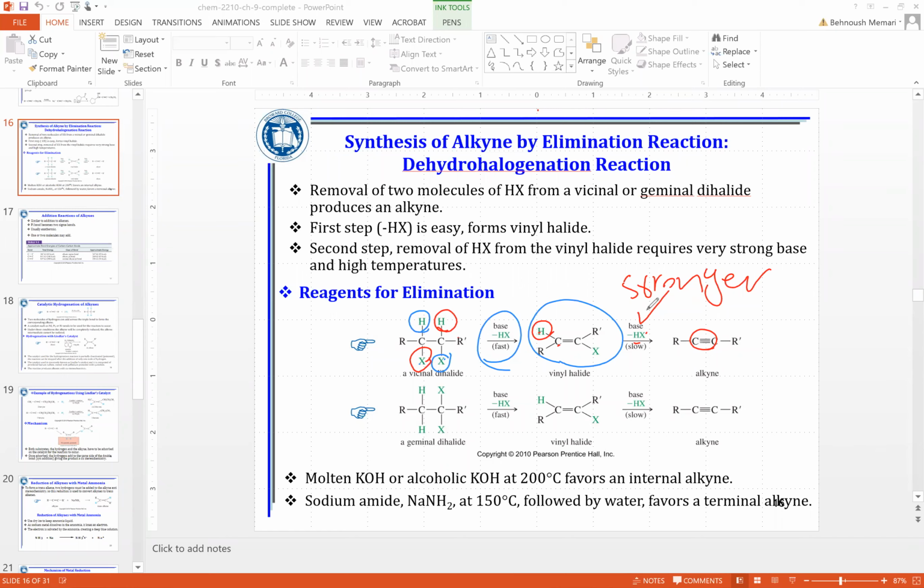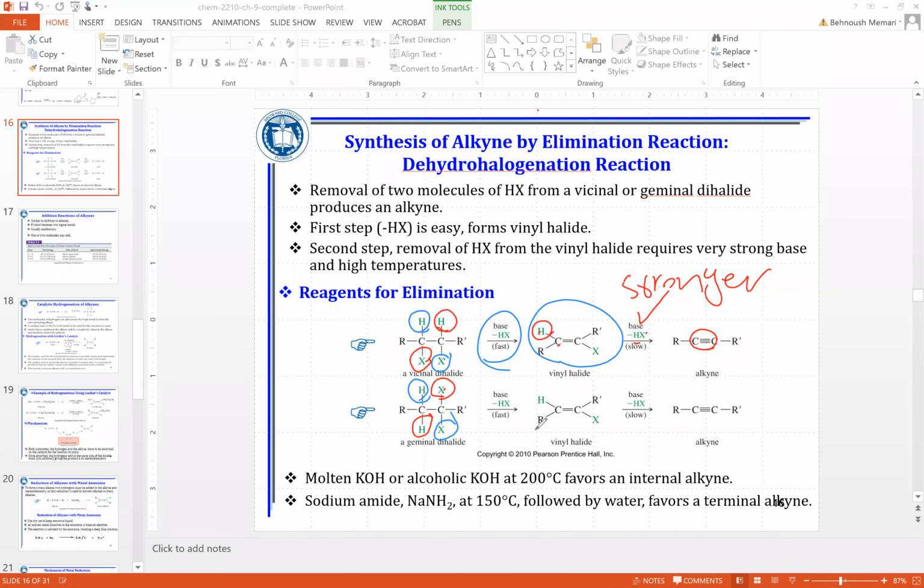The other reactant you can start with is a geminal dihalide. It would be the same. Basically, you're removing X from one carbon and hydrogen from another carbon. That would give you an alkene. Then you remove X and hydrogen from two adjacent carbons, and that would give you an alkyne.